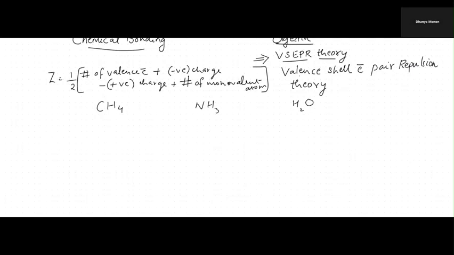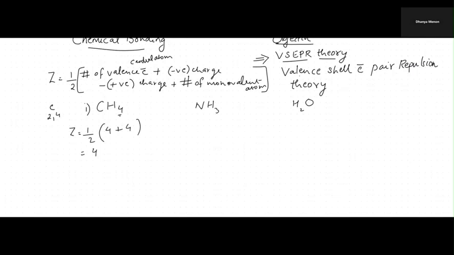So, finding Z for the first one, methane. Z is equal to half of the number of valence electrons of the central atom. Central atom means the atom that is less in number. Here it is carbon, so the atomic number is 6, the configuration is 2, 4. So we have 4 plus, there's no negative or positive charge, but there is monovalent atom, hydrogen. How many are there? 4. So we have half of 8, which is equal to 4.